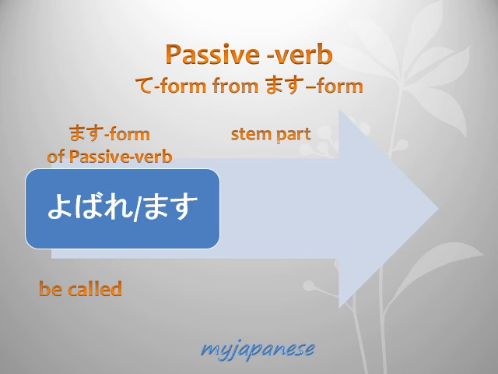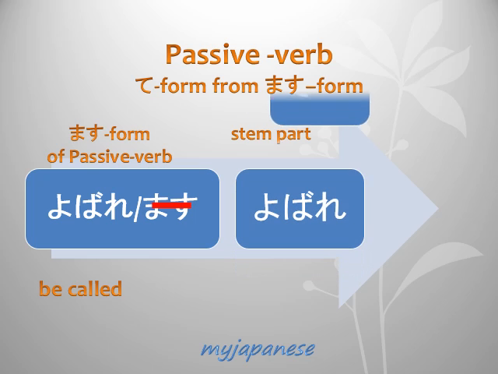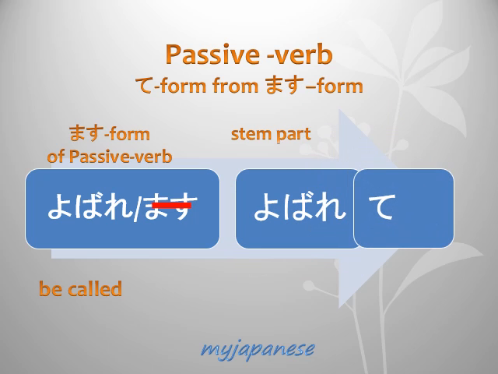And the last one is te form. Omit the masu and add te to the stem part, yobare. Yobarete is passive te form. Te form itself doesn't have a tense. It depends on the context of the sentence. Okay? We learned how to make passive verb in verb group 1 and how the passive verb conjugates.